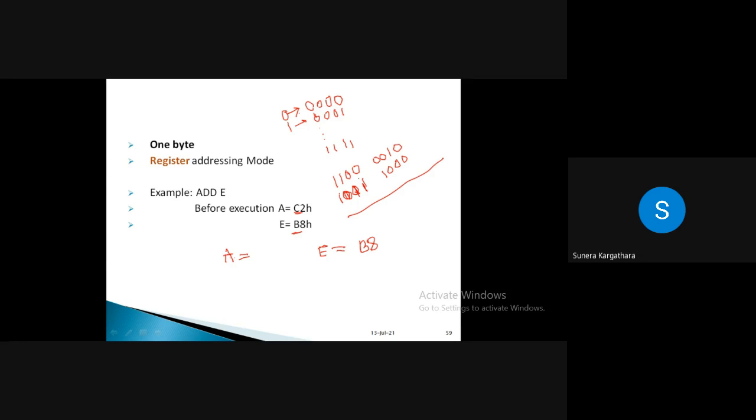Yes. Now, if you are adding these two numbers, the equivalent answer will be 0 1 0 1 1. This was 1, so 0 1 1 1 0 1 and 1 1 0, and carry is 1. So the result is, what is 1 1 1? 7. What is 1 0 1 0? A. So the accumulator will be modified with the content 7A, and your carry flag will be set to 1.